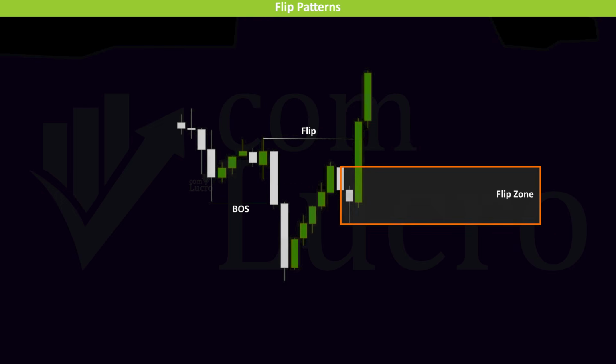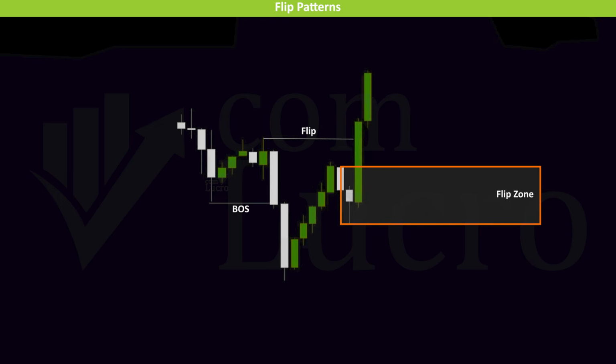In that scenario, the last down-close candle, or the group of down-close candles at the origin of the bullish flip leg, becomes the flip zone. Now you might wonder what the difference is between a change of character and a flip. Flips and CHoCH patterns are both reversal signals, but here's the key point: every flip is a CHoCH, but not every CHoCH is a flip.